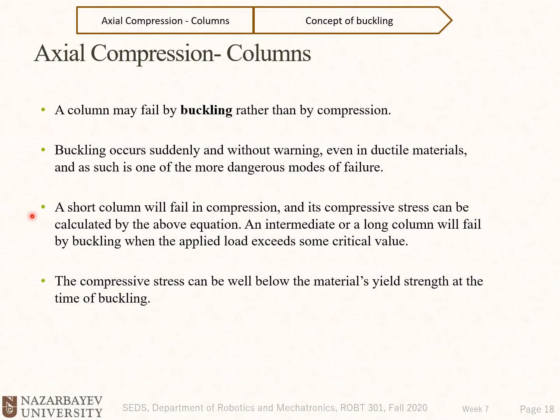A short column will fail in compression, and its compressive stress can be calculated by above formulas or the formulas that we already presented and discussed. An intermediate or a long column will fail by buckling when the applied load exceeds some critical value. The compressive stress can be well below the material's yield strength at the time of buckling.